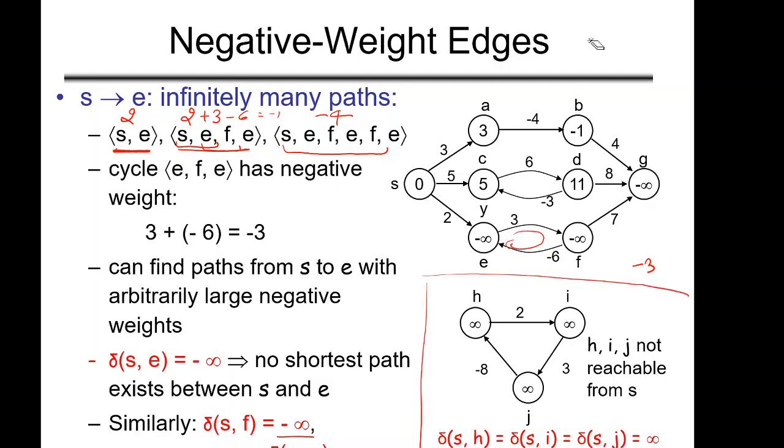Now why this -infinity? This -infinity is different from +infinity. So let's see this short example over here. H is not reachable from S, because this is a disconnected component. So there is no path to H. In that case the shortest weight is +infinity.